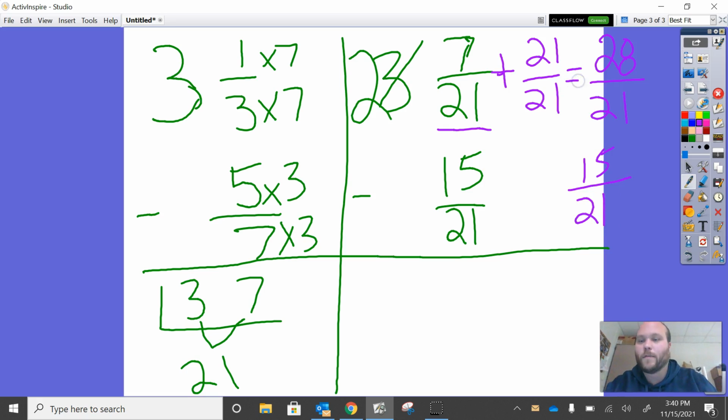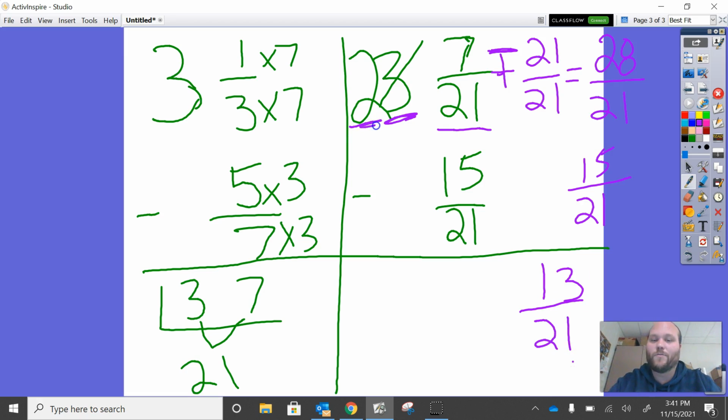I pause here because remember, the 28 comes from the 7 and the 21. The 21 was the whole that we took from the whole number. The 7 was the equivalent fraction to 1/3. So 28 minus 15. 8 minus 5 gives me 3. 2 minus 1 gives me 1, so that's 13 over 21.